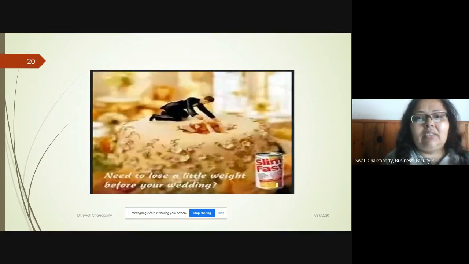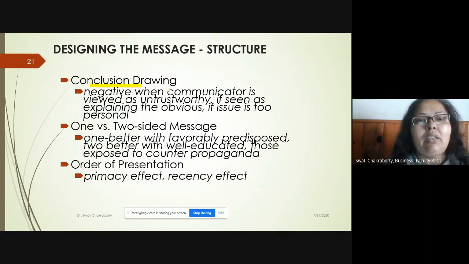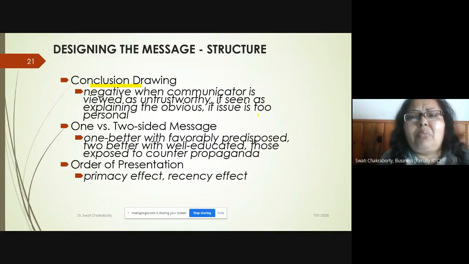Okay. So next comes designing the message structure. The next part is drawing a conclusion. The conclusion can be negative when the communicator is viewed as unworthy, untrustworthy, because the issue is too personal. It could be a one-way or two-sided message. So one way is much better.